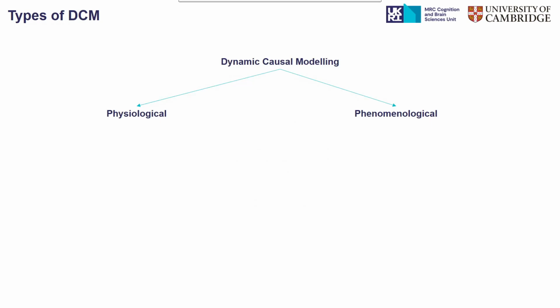Broadly speaking, there are two kinds of DCMs. One, physiological DCMs, which consist of biologically plausible underlying neuronal models, and which can generate a richer set of dynamics. And the other is phenomenological models, which have simpler underlying neural models.